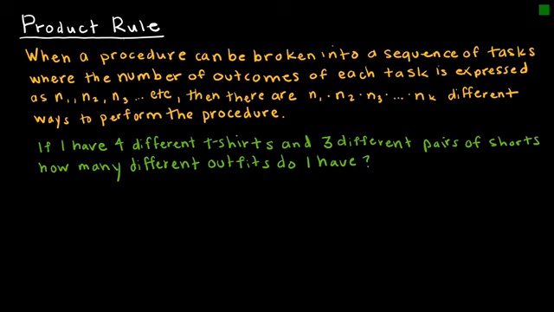So for instance, let's say I'm getting dressed and I'm going to wear shorts and a t-shirt. If I have four different t-shirts and I have three different pair of shorts, how many different outfits do I have? So I can just use the product rule to say 4 times 3 equals 12 different outfits.